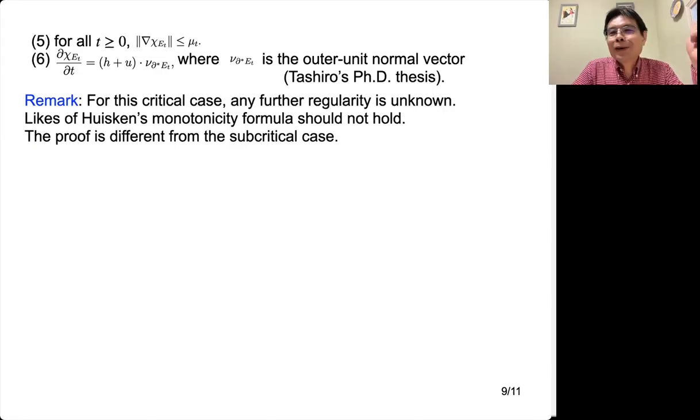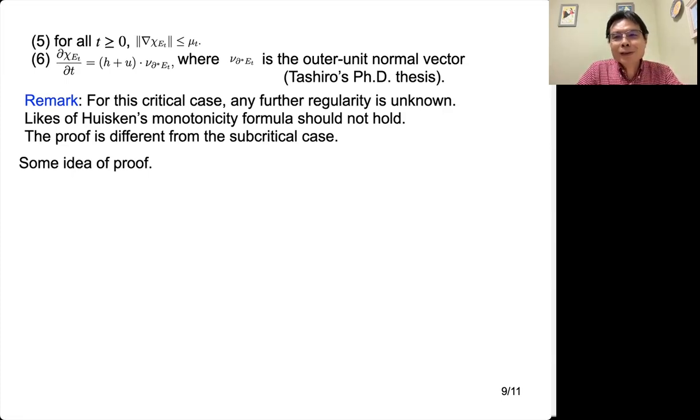So I'd be very interested to know, suppose your curve is a graph. Is this going to stay as a graph for a short time? The level of knowledge I have is so little at this point. Anyway, the proof is totally different from the subcritical case, where I used the Allen-Cahn equation. Actually, I don't know how to use Allen-Cahn in this case. So some very rough idea of the proof is the following.